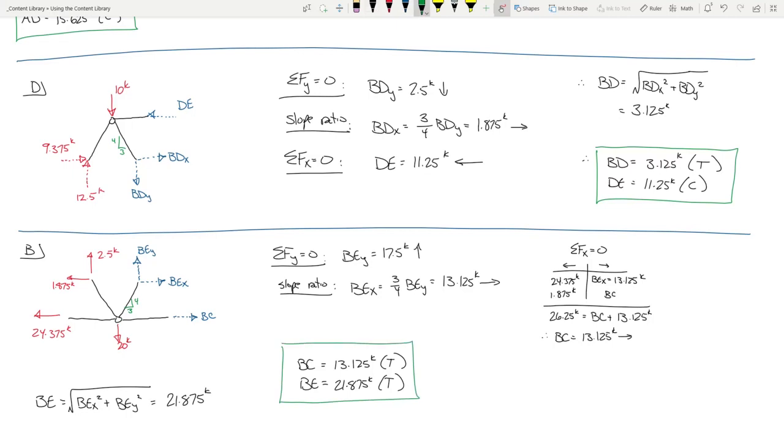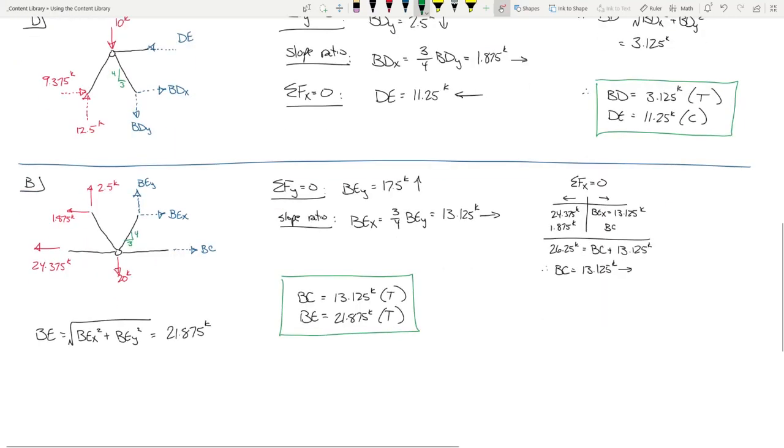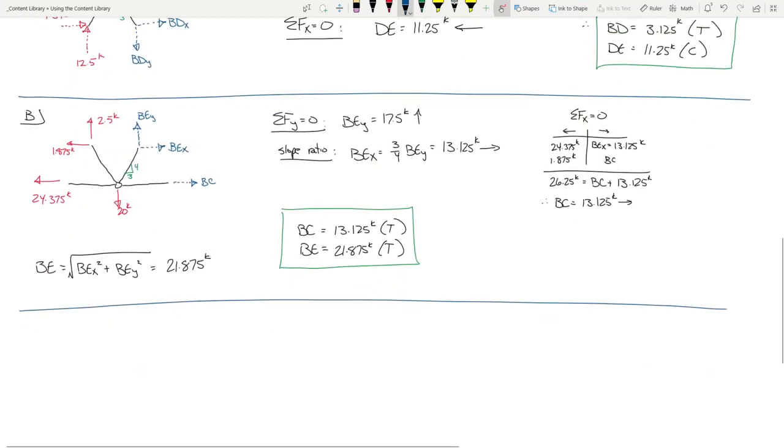Okay. All right. I really want to show you this last joint because this last joint is kind of cool. Okay. So we're going to do joint C last. How many unknowns do we have for joint C? One. Okay. So we're going to find something kind of nifty. Watch this. Okay. So let's do joint C.